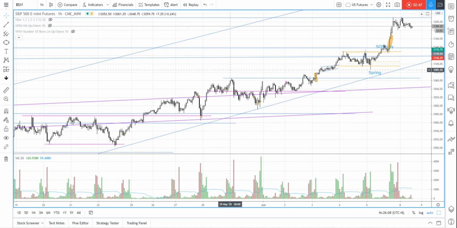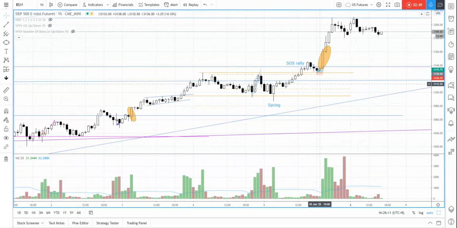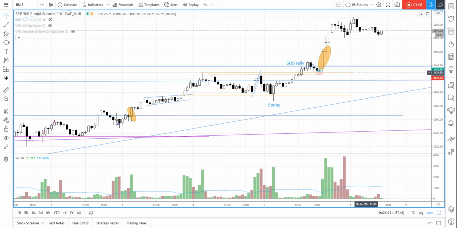And what else? On the H1 chart, if you recall my last Friday's video, I talked about if that were a spring, then we would have a sign of strength rally, which we did have. And what I would like to see is a backing up action, which did happen and tested the resistance turned support level that I mentioned, around 3135 or 3130. I will just dive into the M3 time frame to cover my trade review there.